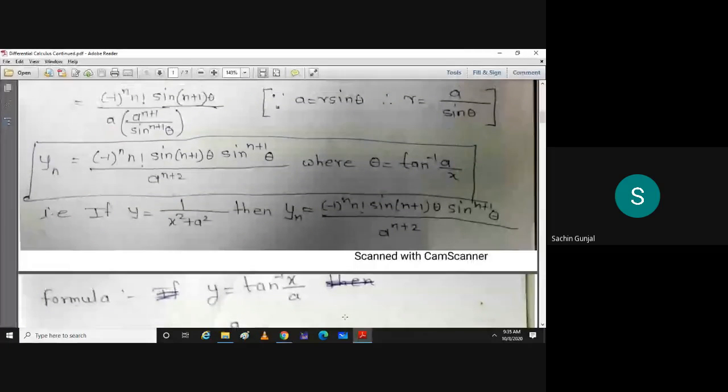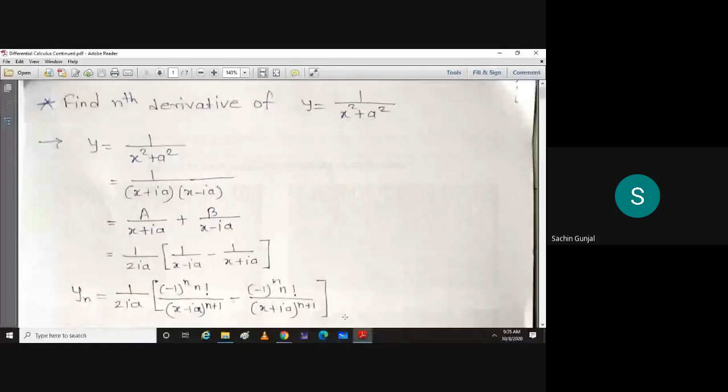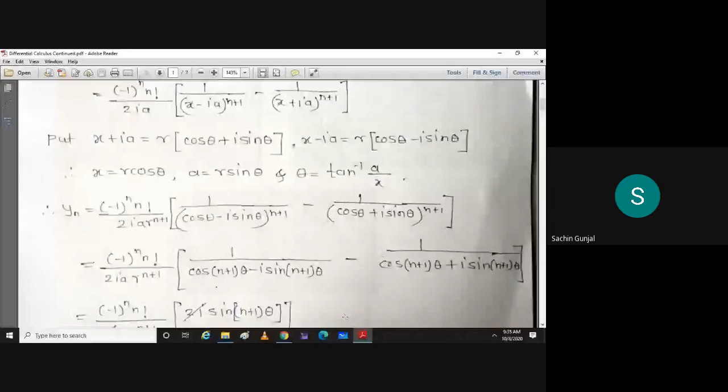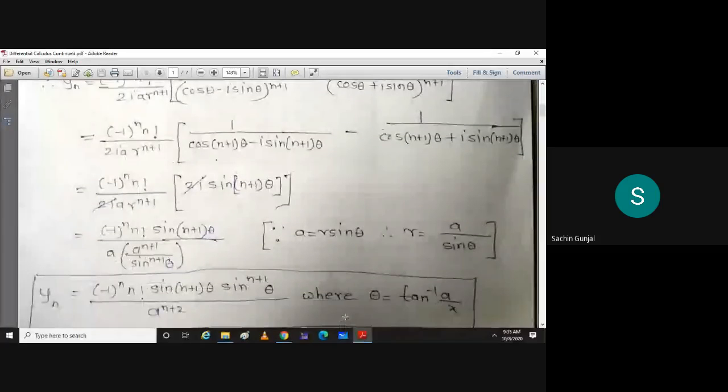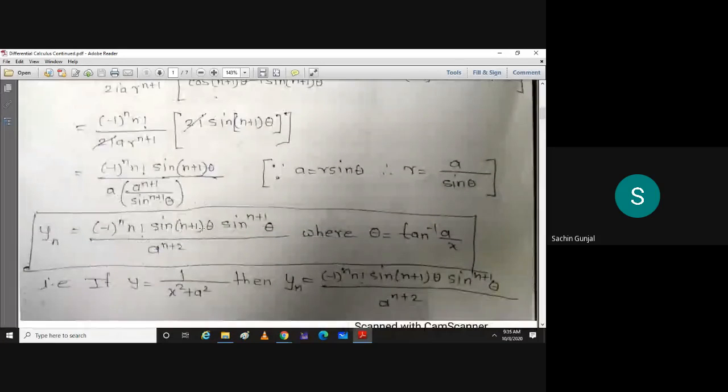So let us quickly recall what we did last time. We have derived the nth derivative of the function 1 upon x square plus a square, in terms of sine and cosine. The nth derivative is minus 1 raised to n, n factorial, sine of n plus 1 theta, sine raised to n plus 1 theta upon a raised to n plus 2.